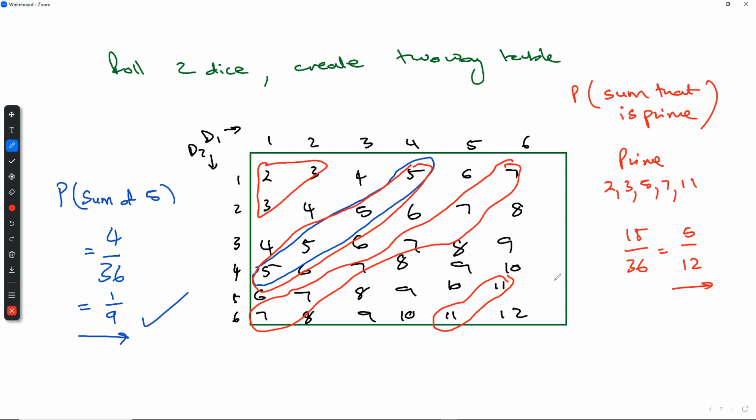Okay, and that would be the probability in a two-way table, for example. So just a brief example of that.